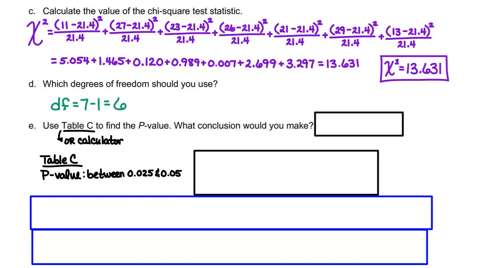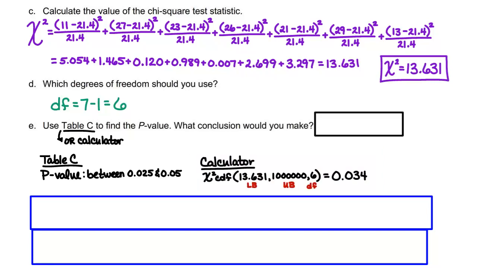If you use the calculator, I got 0.034, which is in between 0.025 and 0.05. What conclusion would we make? Would we reject or fail to reject with a p-value in between 0.025 and 0.05? Reject. Unless they give us a different alpha value, but they didn't give us an alpha, so we assume what? We assume 0.05. So we would reject the null.